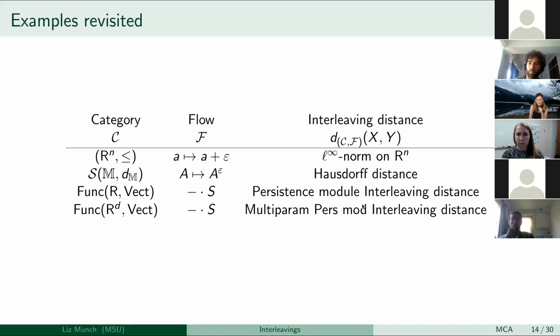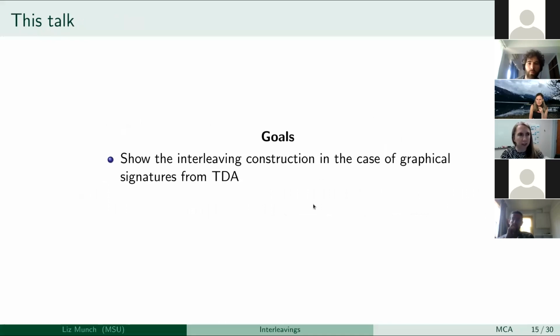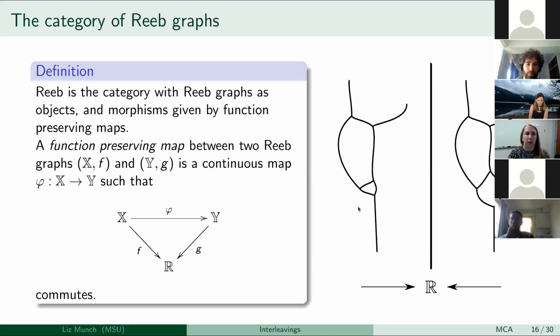Okay, so you can build this thing in a bunch of different settings. For this talk, at least, I want to show you how we can use this construction I've built to create metrics for graph-based signatures, especially the Reeb graphs I was talking about in the beginning. So in order to do that, I've got to tell you what my category is, right? So my category is going to be Reeb graphs, where by a Reeb graph, I mean the pair of data that comes with having both the space and the R-valued function defined on the space.